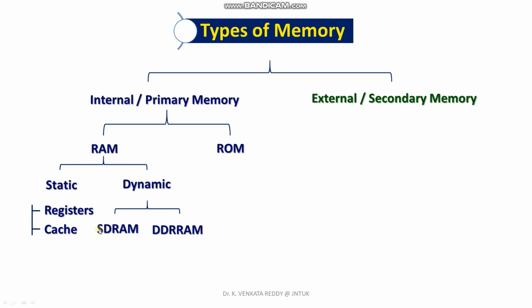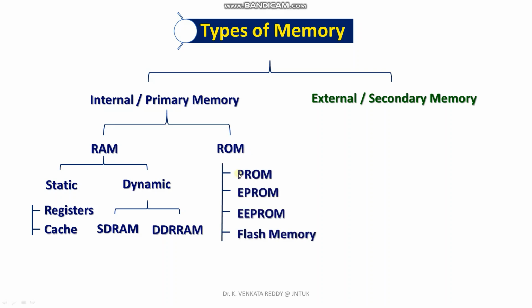Dynamic memory can be SDRAMs or DDR-RAMs. The present-day computers are using DDR4 type random access memories as main memories. Read-only memories may be the programmable read-only memories, erasable programmable read-only memories, electrically erasable programmable read-only memories, or flash memories.